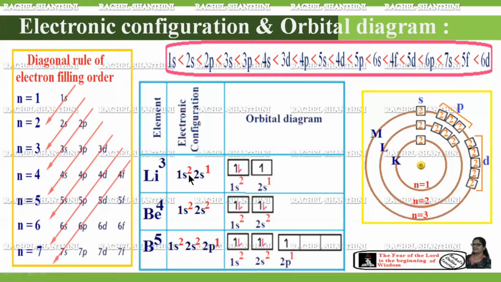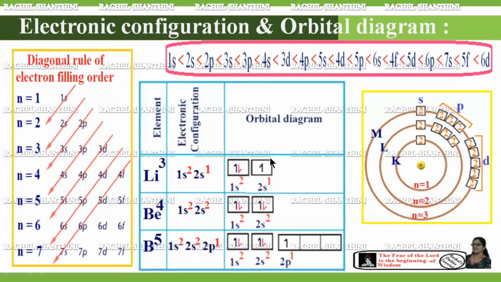2 electrons. Out of these 2 electrons, one will have the positive spin and another will have the negative spin, right? Because according to Pauli's exclusion principle, no 2 electrons will have the same set of all the 4 quantum numbers. So we have to represent 1 electron with upward direction, which represents the positive spin, and 1 with the downward direction, which represents the negative spin.